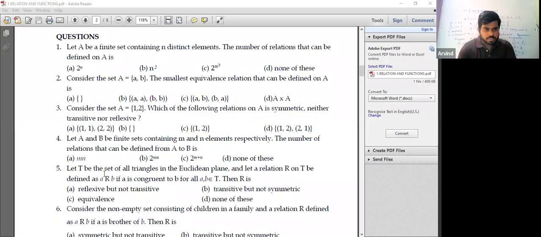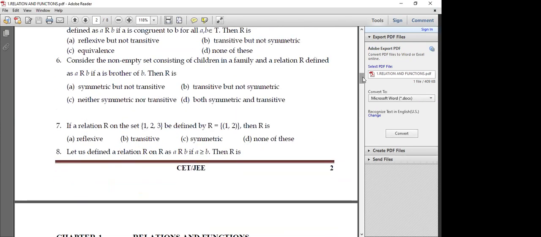So, let's see which is the correct option. The correct option is option C. Reflexive but not transitive, transitive but not symmetric, all are wrong. So option C is correct. Am I clear? Is this clear, students? Yes, sir. Okay, let's go to the next one.